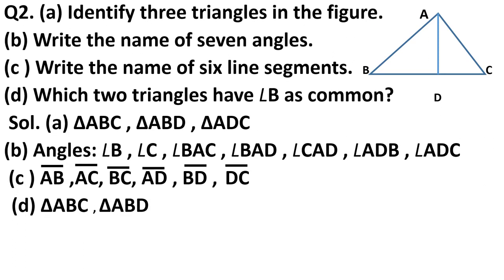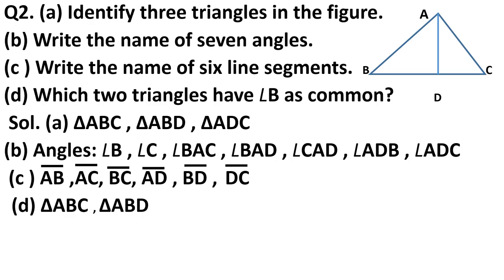Now see the second question. Identify 3 triangles in the figure. First I am taking the A part only. Triangle ABD, triangle ADC, and triangle ABC. These are the 3 triangles. 2 small triangles and 1 big triangle. Okay. Now second part, B part, is write the name of 7 angles.